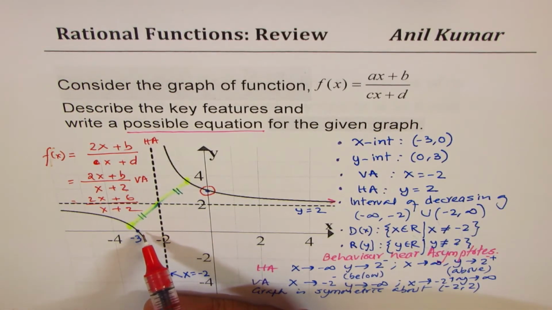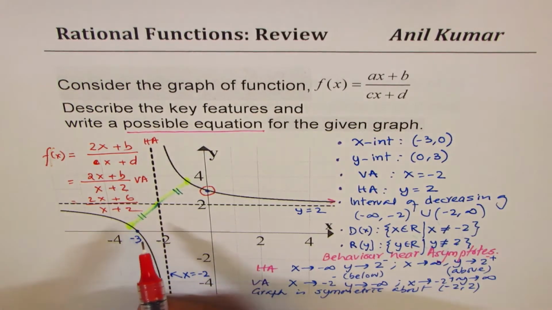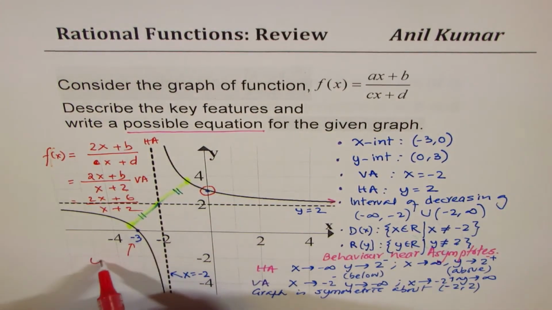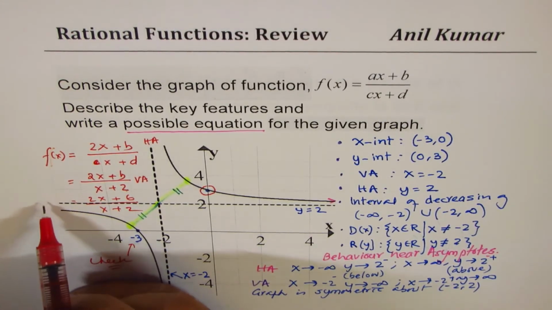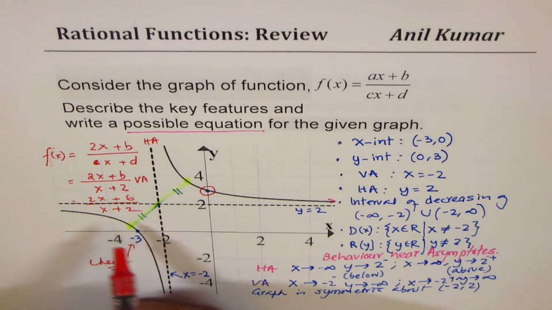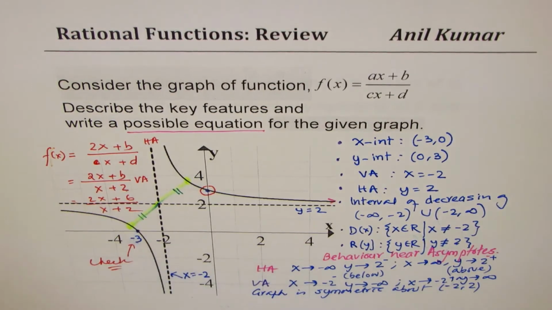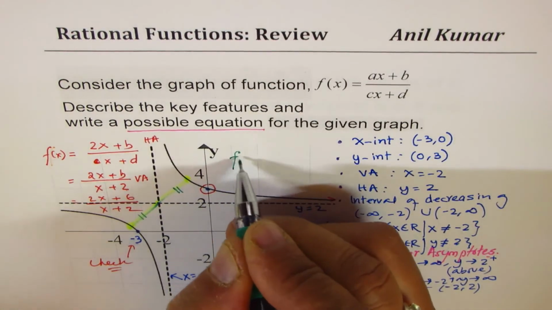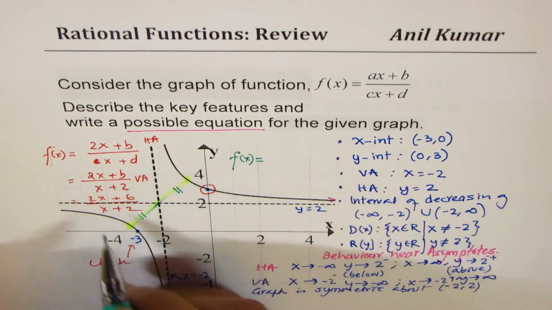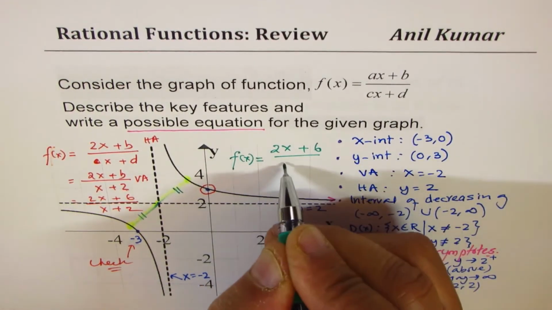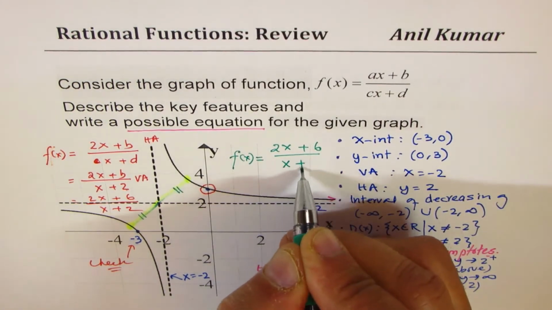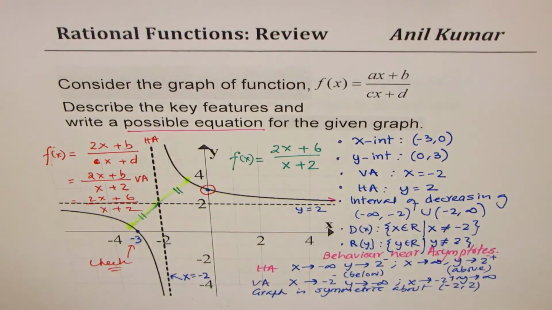Now, my check is this. This is my check now. I'm checking if my y value is 0 for -3. So if I substitute -3 here, it works perfectly fine, correct? So now I write down my function f of x as equal to 2x plus 6 divided by x plus 2. Do you get an idea?